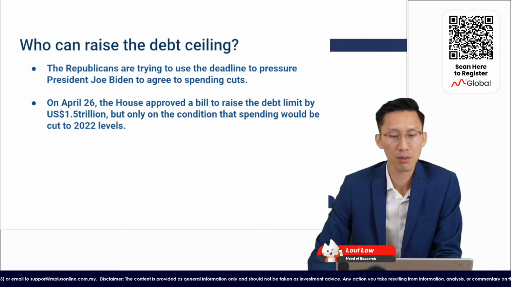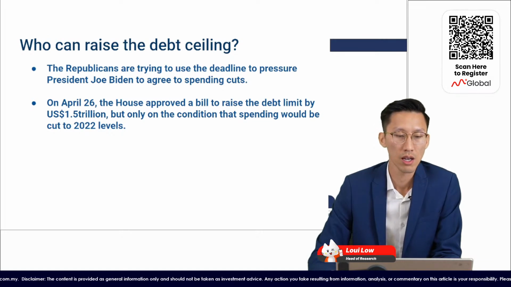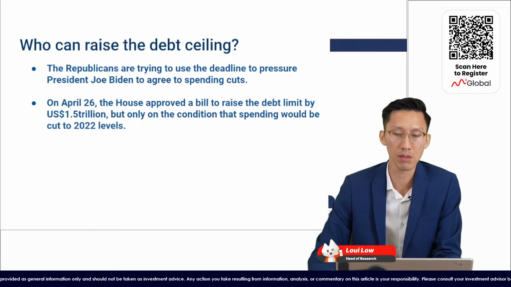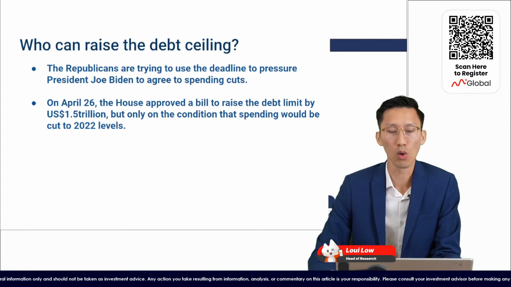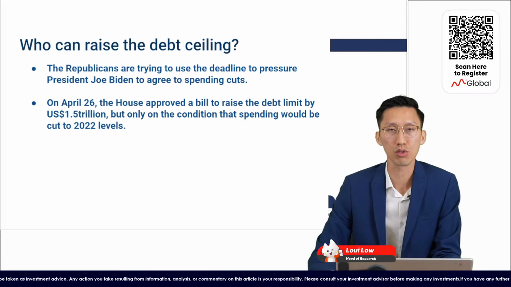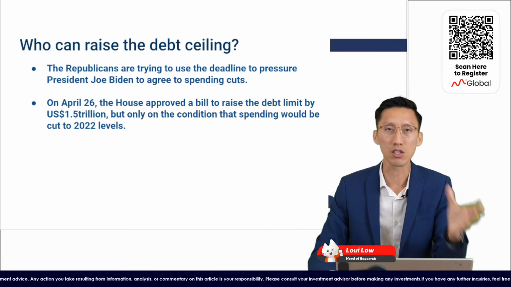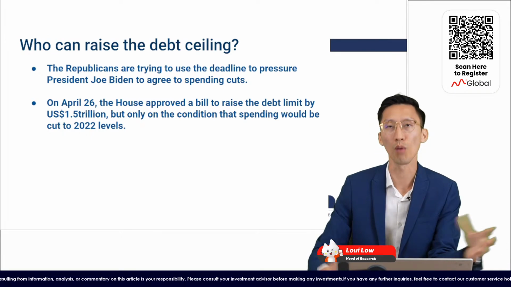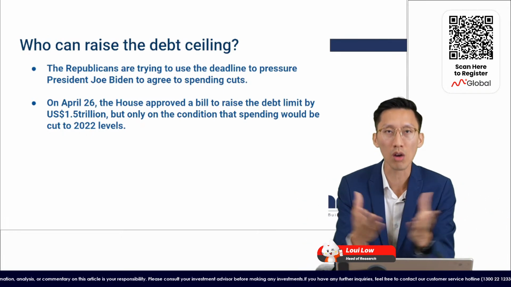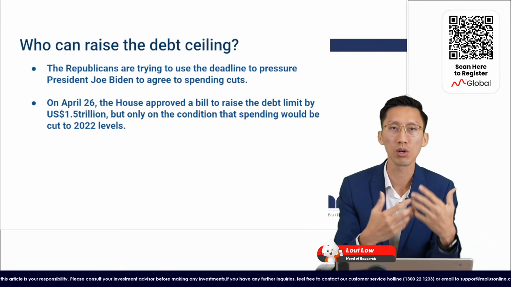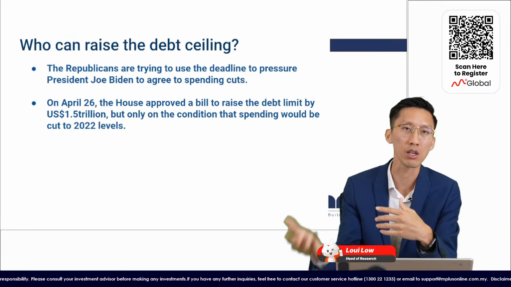Again, the Republicans are trying to use the deadline to pressure President Joe Biden to agree to spending cuts. On the 26th of April, the House actually approved a bill to raise the debt limit by 1.5 trillion, but only on the condition that spending would be cut to 2022 levels. So they need Joe Biden to reduce spending before they can approve this, or come to a common ground, to make sure the requirements are met before they can agree on something else.